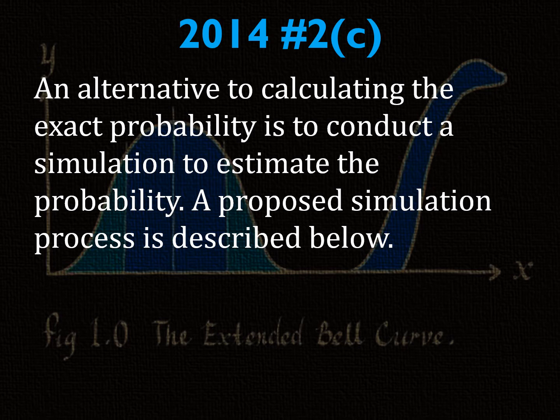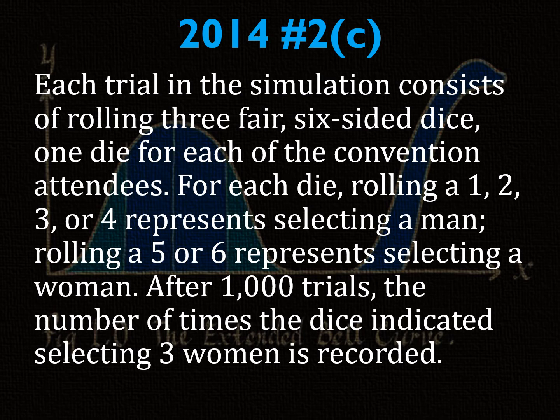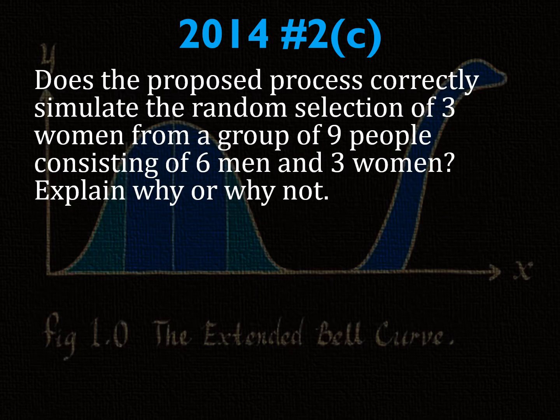Part C, an alternative to calculating the exact probability is to conduct a simulation to estimate the probability. A proposed simulation process is described below. Each trial in the simulation consists of rolling 3 fair 6-sided dice, 1 die for each of the convention attendees. For each die, rolling a 1, 2, 3, or 4 represents selecting a man, rolling a 5 or 6 represents selecting a woman. After 1,000 trials, the number of times the dice indicated selecting 3 women is recorded. The question is, does the proposed process correctly simulate the random selection of 3 women from a group of 9 people consisting of 6 men and 3 women? Explain why or why not.